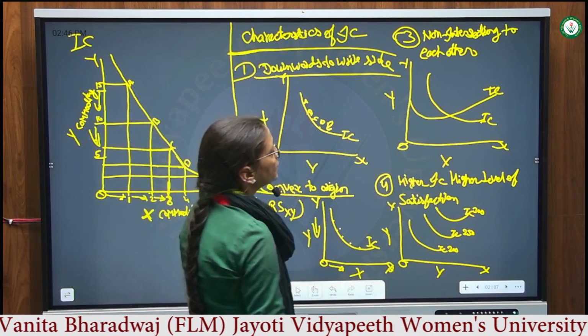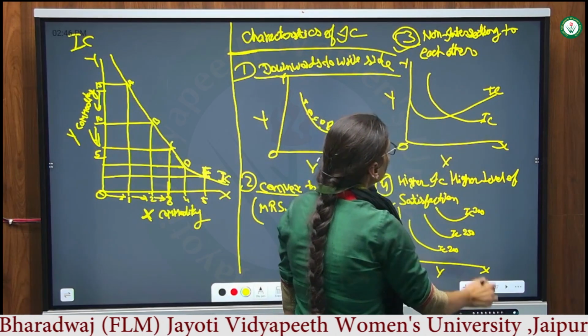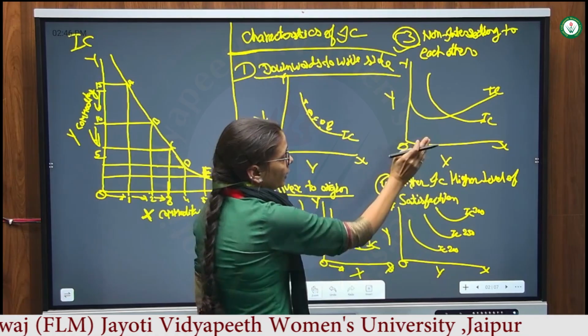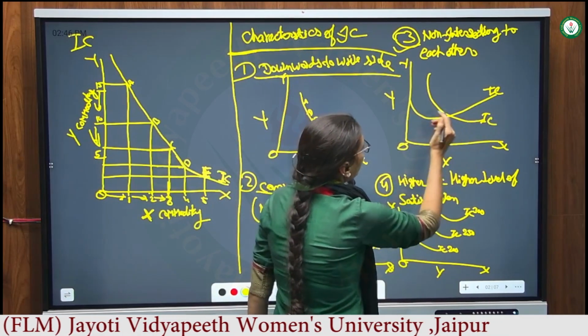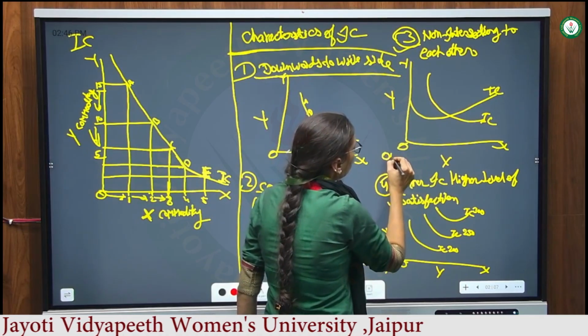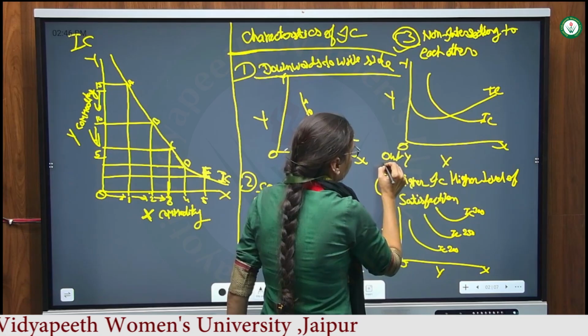Third characteristic is that indifference curves do not intersect each other. An indifference curve never intersects another. If any indifference curve touches any axis, this means we are using 0 units of Y with some units of X.